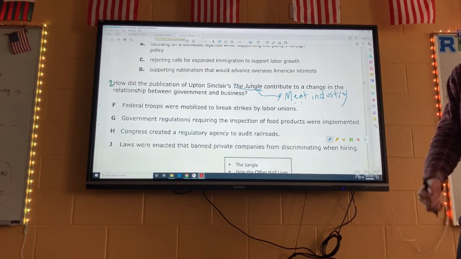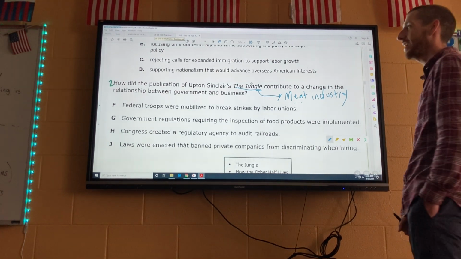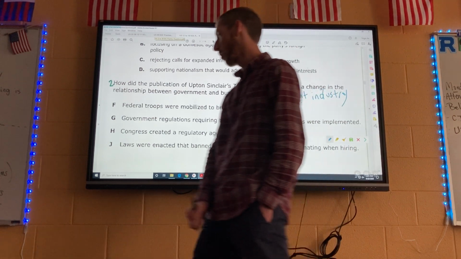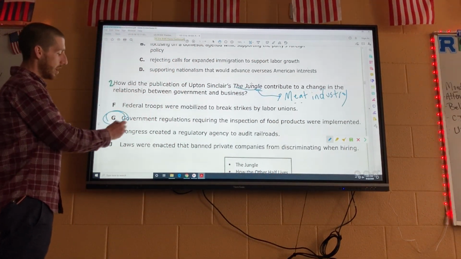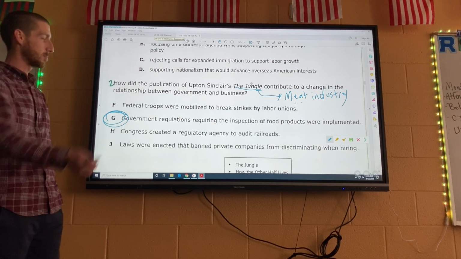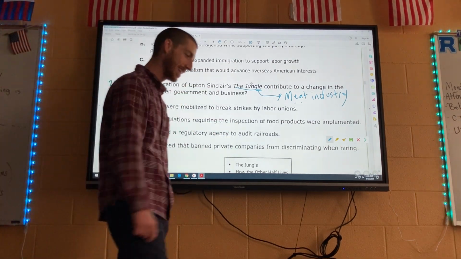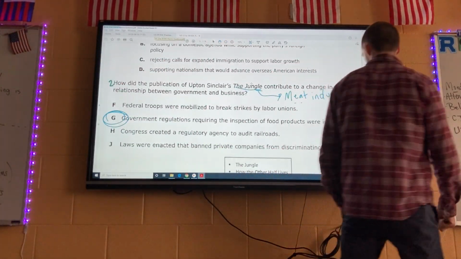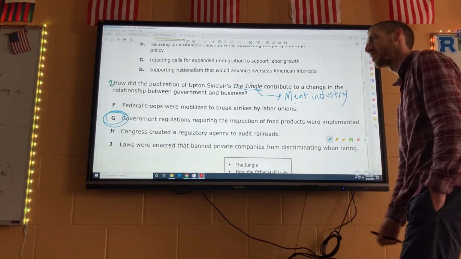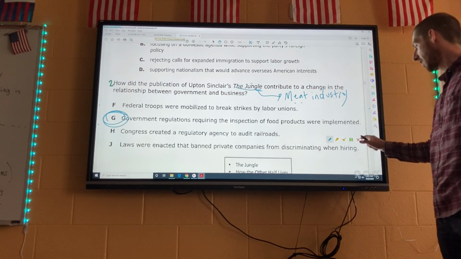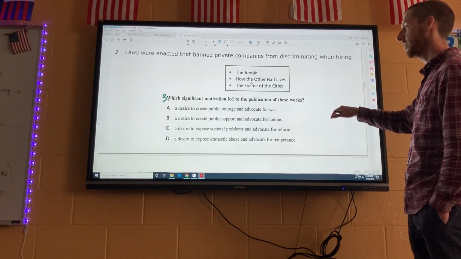So what it's called is actually the Meat Inspection Act, and we went over that in one of my PowerPoints, the Meat Inspection Act and the Pure Food and Drug Act. So it's going to be G, Pure Food and Drug Act and the Meat Inspection Act. Government officials come in and they check out your meat factory and they say, hey, you can't do this, you've got to follow these rules, things need to be clean, etc., etc. So there you go. Very good. 2 is G on that one.